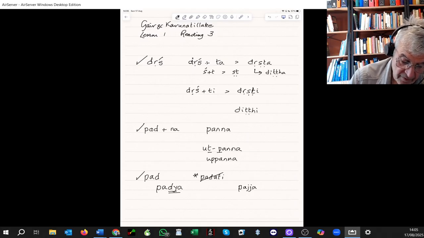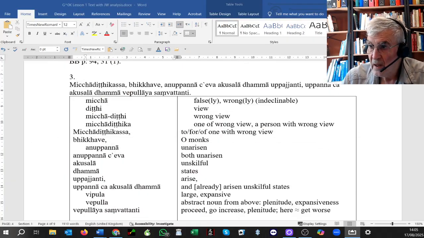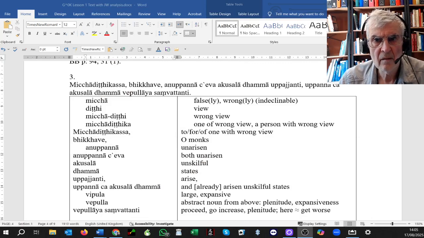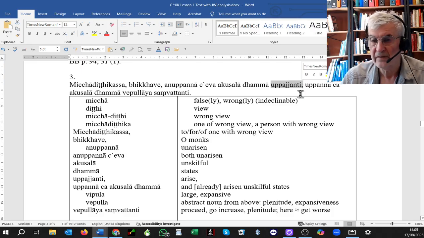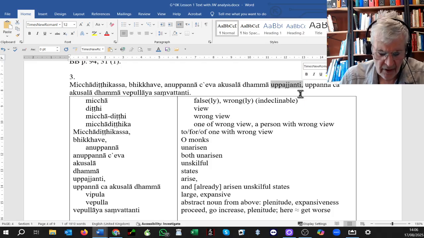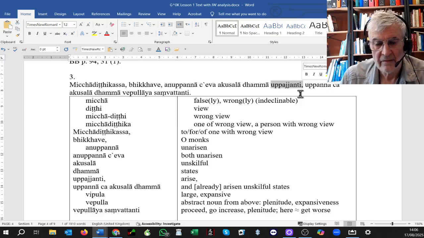Now, with the ut in front of it, the present stem would be utpadya in Sanskrit, but for the reasons I've just given, it becomes upadja in Pali. And that's how we get the present stem upadja, and that accounts for the form that we see here, upajjanti. We'll get it right, the one that I'm highlighting here, upajjanti. In Sanskrit would be utpadyante. It's an atmanepada verb. I'll explain that. It's what's called a middle voice verb, so not utpadyanti, but utpadyante. In Pali, uppajjanti, they arise.